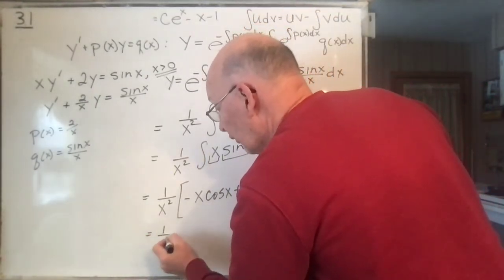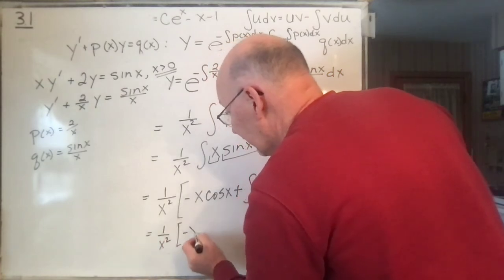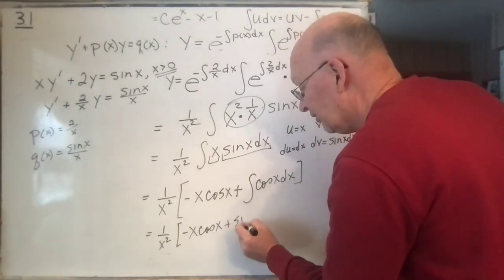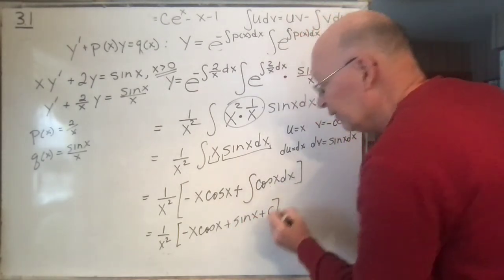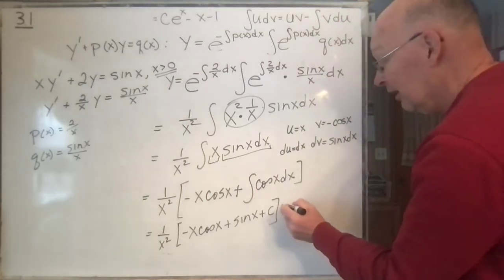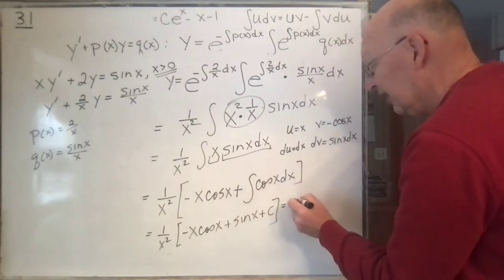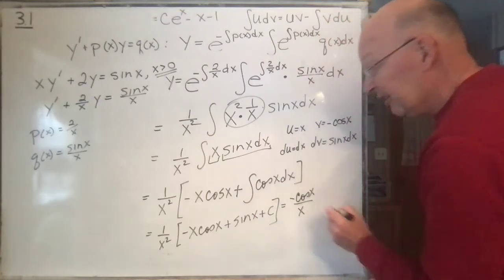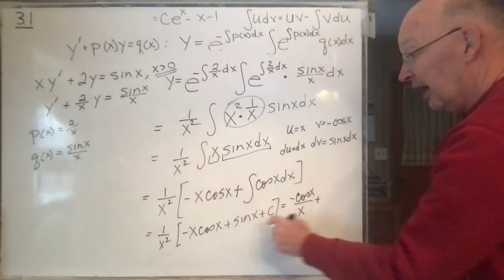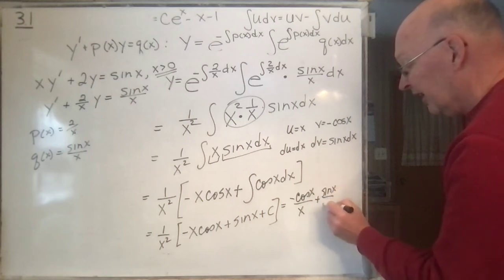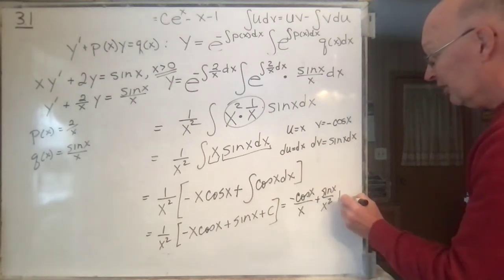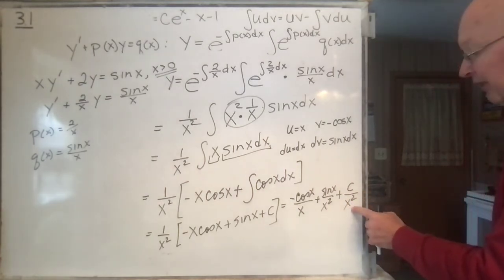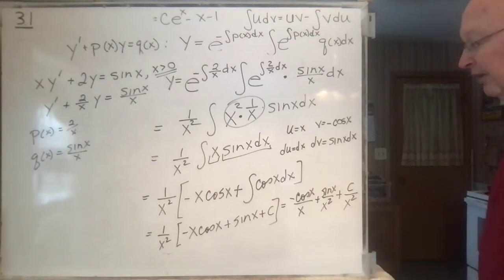So we're going to get 1 over x squared times negative x cosine of x. The antiderivative of cosine, of course, is just sine of x. Here's where you need your c. Make sure you have your c there. And so by the time you're done, it's going to be a negative cosine of x, all divided by x, this is x over x squared, plus sine of x divided by x squared, plus c divided by x squared. That's not a constant there, that's your variable. So that c stays there, and there it is right there.